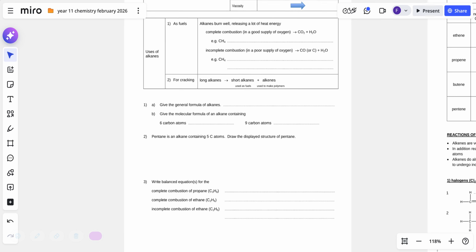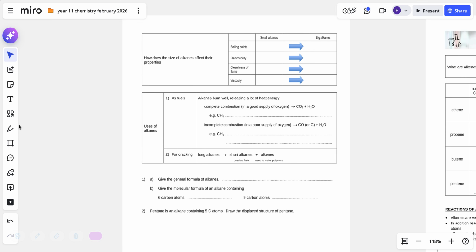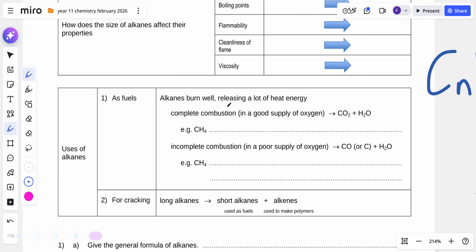All right, the general formula of alkanes, just to remind you, is CnH2n+2. I've already shown you how to use that to work out the number of carbons. Now we're going to have a look at combustion, both complete and incomplete. What's really nice in this example is they've given you the products, carbon dioxide and water.